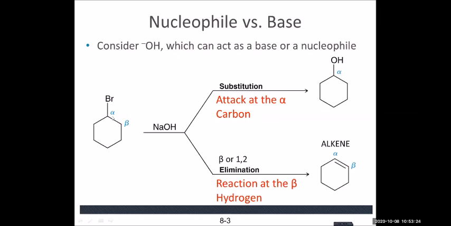The other reaction involves the alpha position with the bromide and the beta position, the carbon next to the carbon with the bromide. It loses a hydrogen and forms a double bond between these two. That is the elimination. They call this beta elimination or 1,2 elimination because the two carbon atoms next to each other react, losing HBr. HBr is the product.